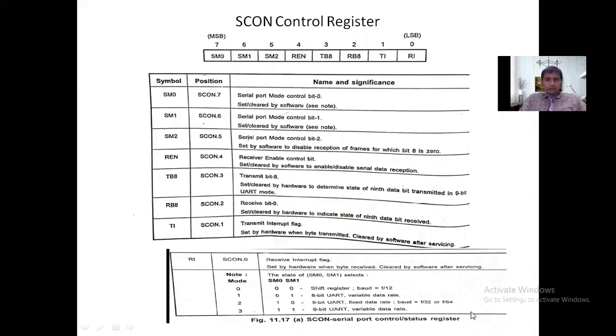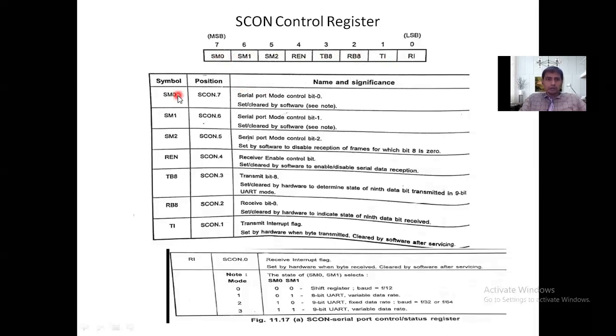What are the various bits present in the SCON register? First is RI, then TI, then RB8. RI and TI are the receiver interrupt and transmit interrupt flags. RB8 is receive bit 8, whether we are receiving the 8th bit or not. Similarly TB8 is transmit bit 8, whether we are transmitting the 8th bit. REN is receiver enable. Similarly SM0, SM1 and SM2, all three are called serial port mode control bits. We will see in detail the functioning of each one.